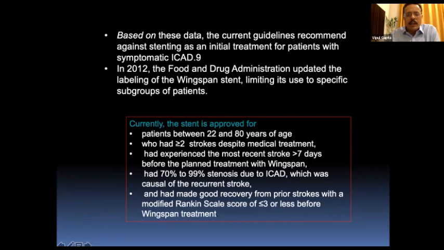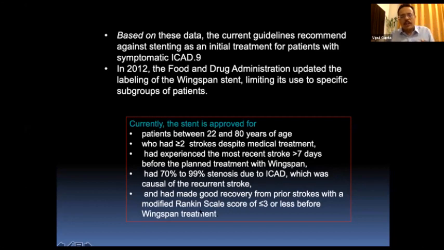And these are the guidelines. This is very, very important. So currently the recommendations became that the patients who are between 22 to 80 years of age, probably because beyond 80 the complication rates become higher, who have had two strokes in spite of medical treatment. And this is the key, that the recent stroke should be more than seven days before the planned treatment. That means there has to be a 7 day gap between the stroke and when you plan for intervention. This was the key. And 70 to 90% stenosis, of course, patients should have made a good recovery.